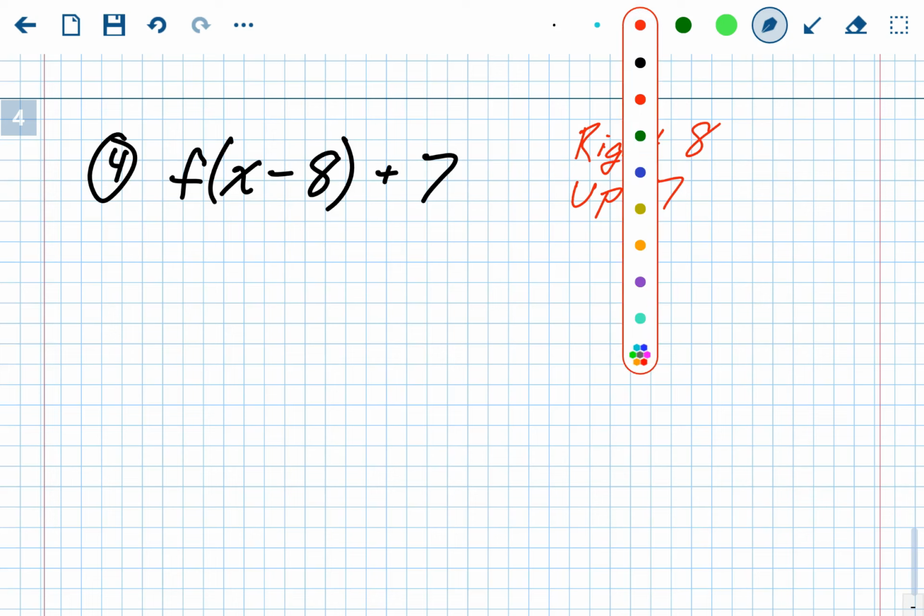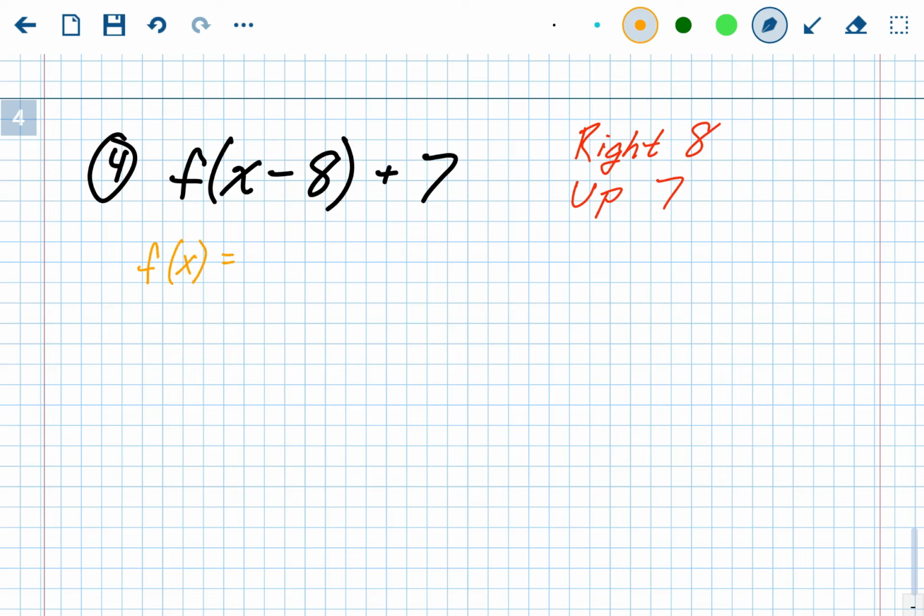So what happens if we transform, and again, I'll remember what f of x was. What happens if we transform f of x, which was x squared plus 6, and translate it right 8 units and up 7 units? What's our new graph? What's our new function?